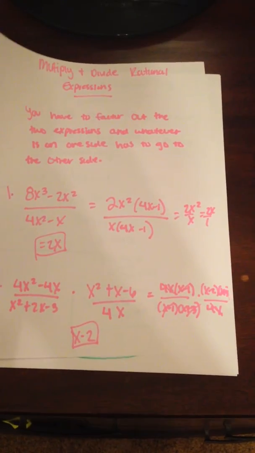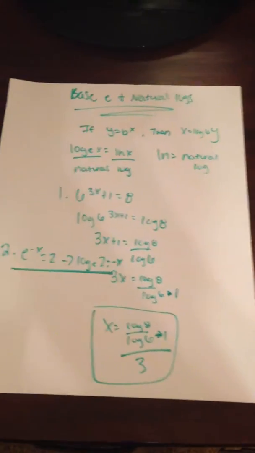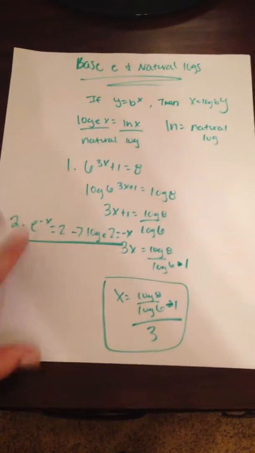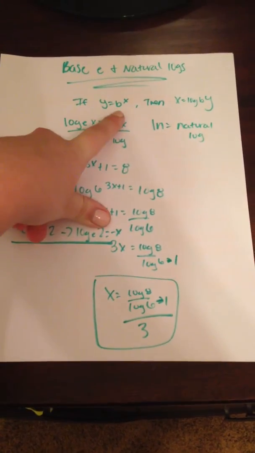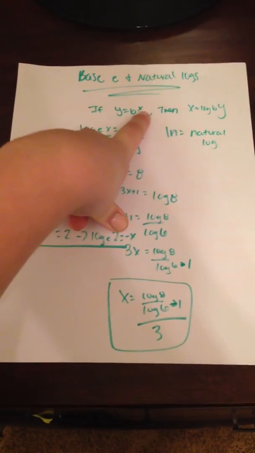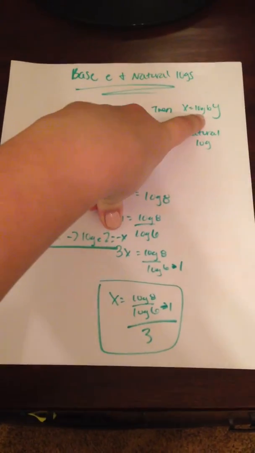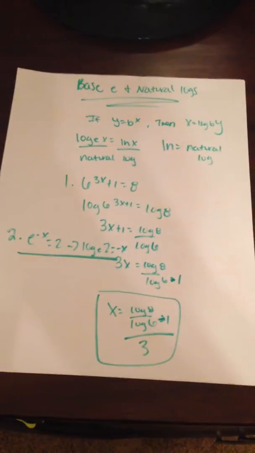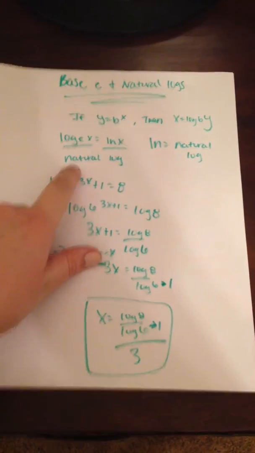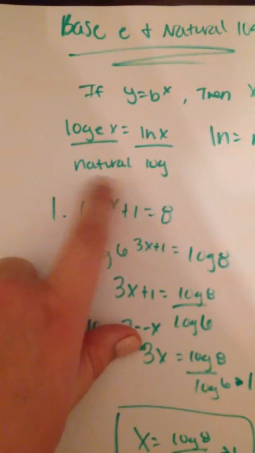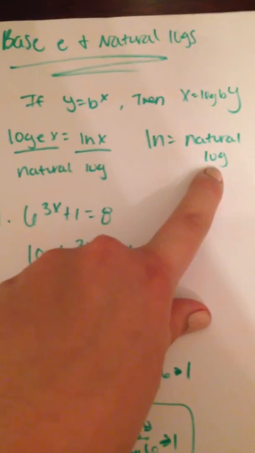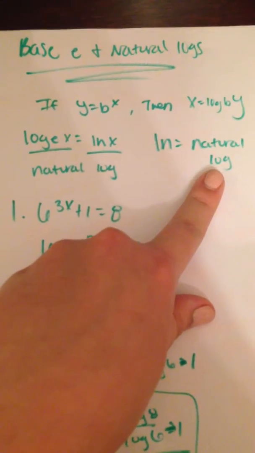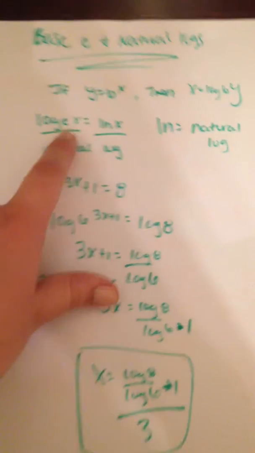So for the last and final quarter, I'm going to be talking about base e and natural logs. If y equals b to the x, then x equals log base b of y. It's kind of like just switching it all around. If you have it set up like this, those are natural logs. ln equals natural log. You can find that keystroke on your calculator as well, along with e.